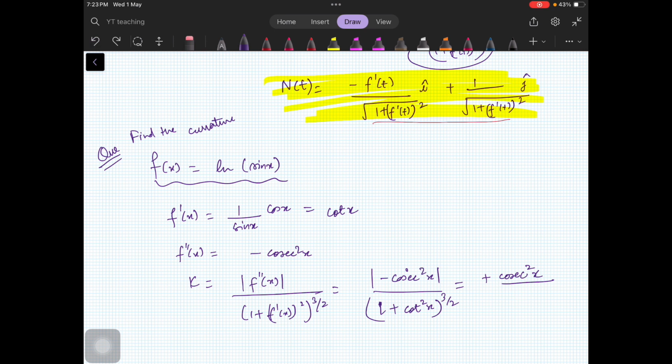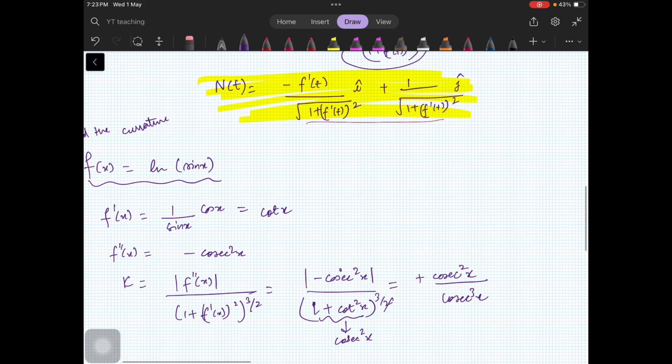I am sorry, I wrote cosecant cube x, because 2 and 2, first this is cosecant square x, use your trigonometric formula, and then 2 and 2 cancel. So, this is cosecant cube x. So, this is 1 upon cosecant x, that is sin x. So, the curvature for this particular curve is sin x.